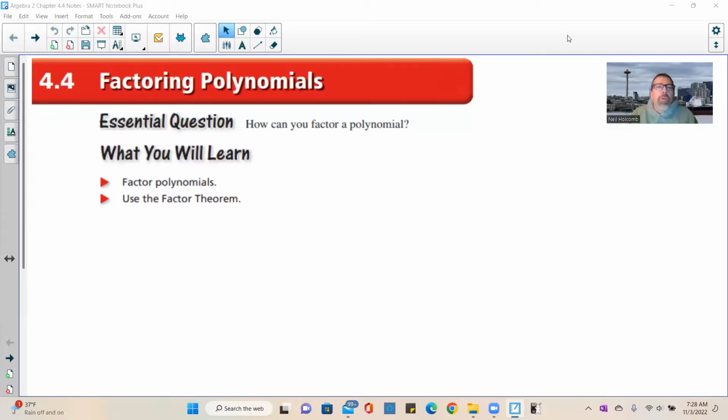Okay, this is chapter 4.4, factoring polynomials. So the essential question is, how can you factor a polynomial? What you will learn in this chapter section is factoring polynomials and using the factor theorem.